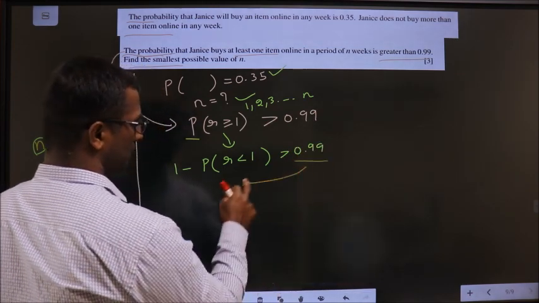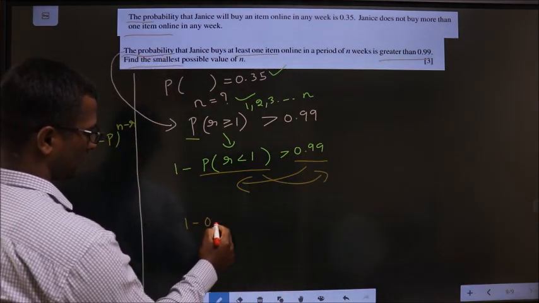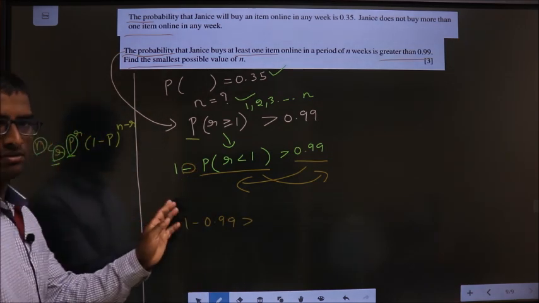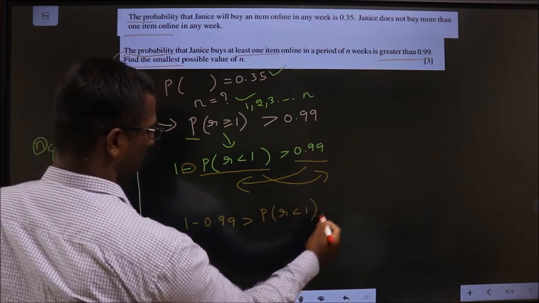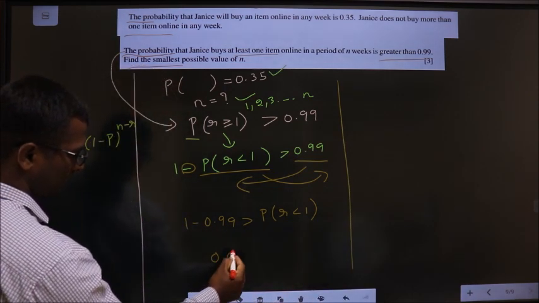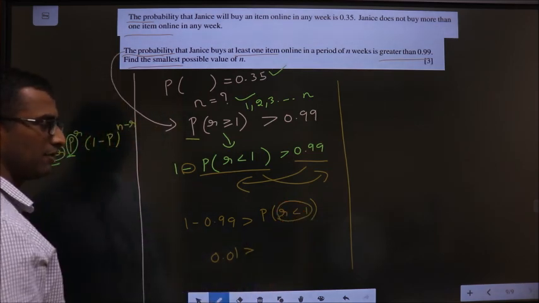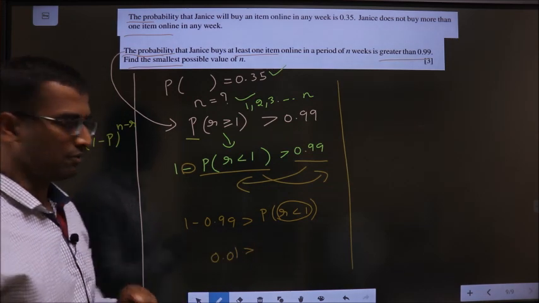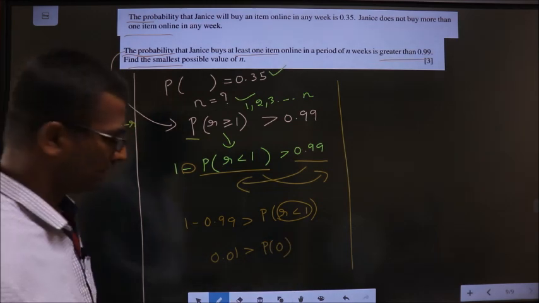Now all the numbers one side and this to the other side. So I get 1 minus 0.99 greater than. Here it is negative. When you shift, it will become positive. Okay. Now 1 minus 0.99 will be 0.01 greater than. Here what values will I get for r? R is less than 1, so only one value I get for r, that is 0.